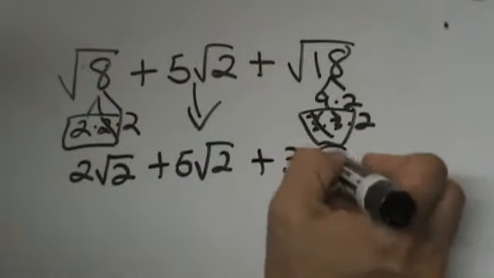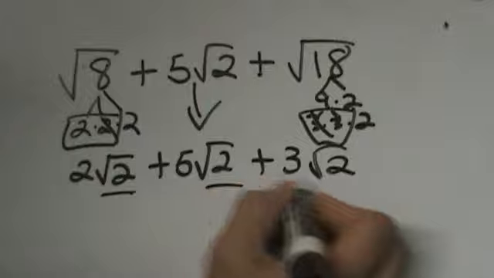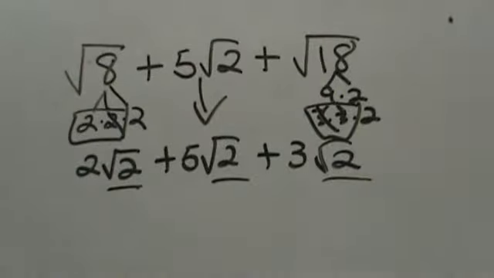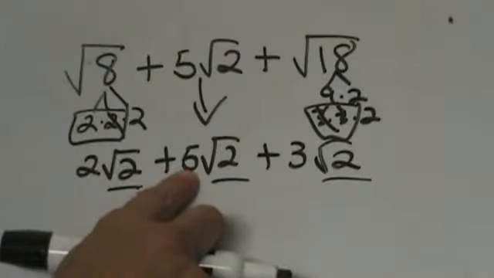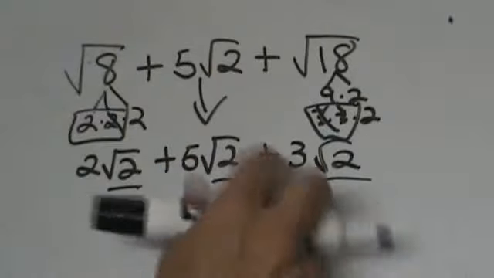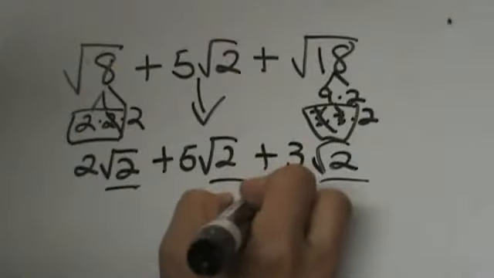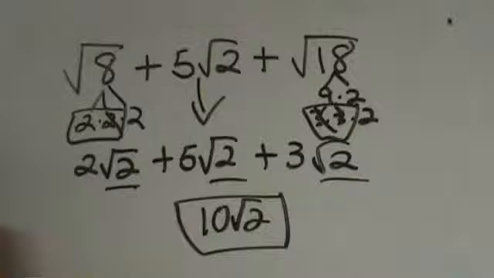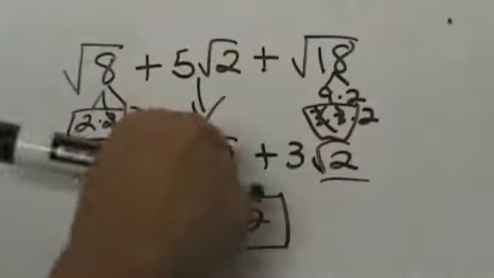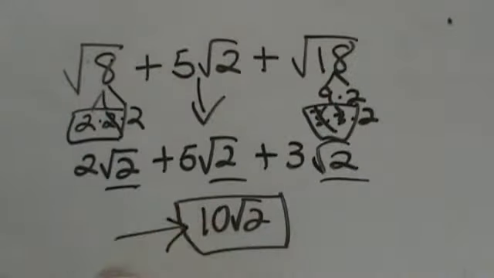Right? And I have a square root of 2 left. So now our radicands match, so now I can combine the coefficients. 2 plus 5 is 7, and 7 plus 3 is 10. So that's going to be 10 square roots of 2. Okay? So this little mess just simplified to 10 square root 2.